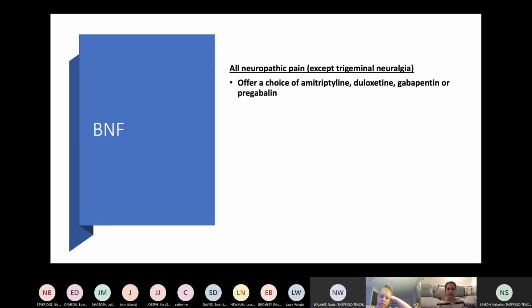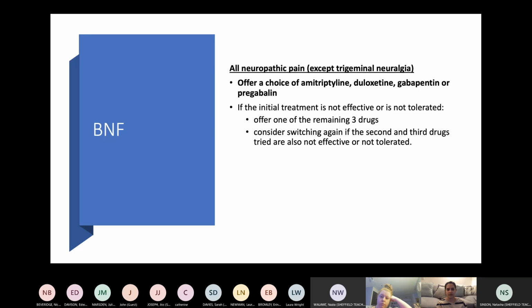So in the BNF, for all neuropathic pains except for trigeminal neuralgia, it says that you should consider a choice of amitriptyline, duloxetine, gabapentin, or pregabalin. But again, it doesn't specify, is this for a younger person or an older person? So in my opinion, look maybe more towards your gabapentins and your pregabalins for older people.